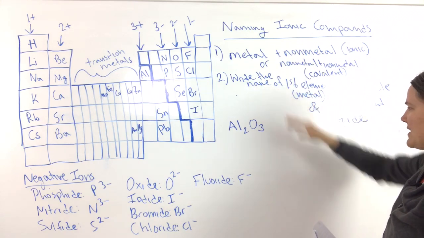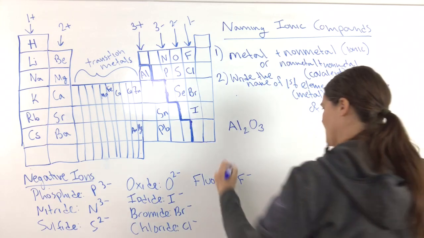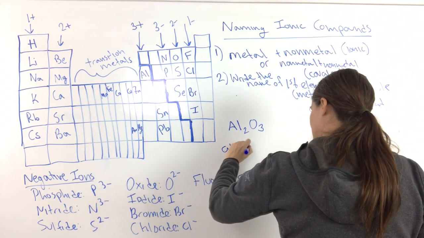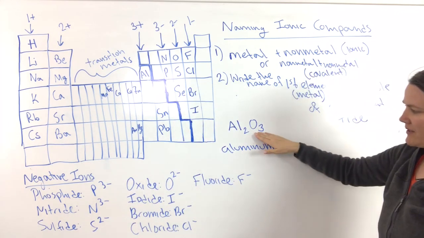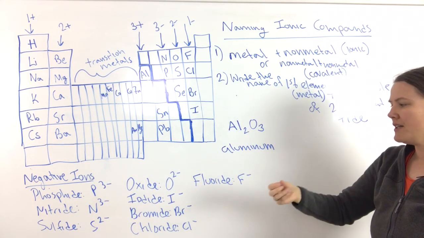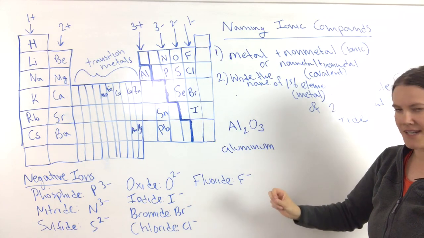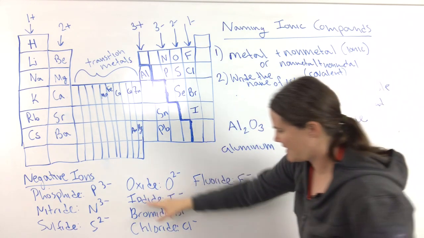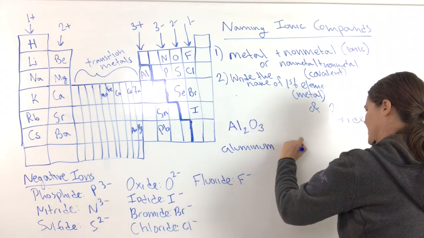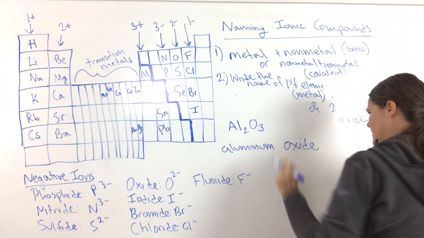So what we need to do is write down the name of the first element. So that would be aluminum. And then we write down the first syllable plus "ide" for the second element. So oxygen, we have oxide. So this would be aluminum oxide.